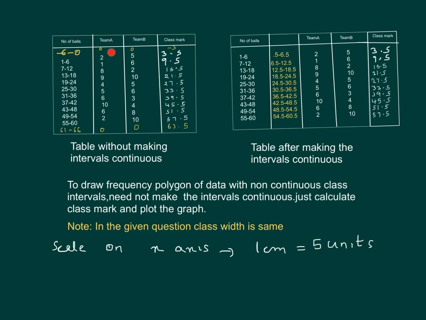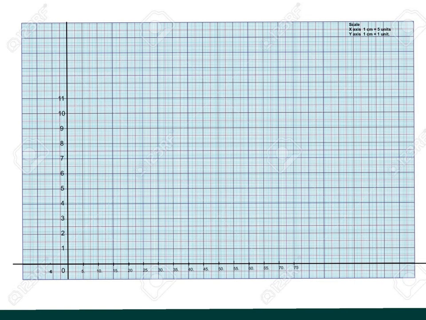and frequency for team A and team B have maximum of 10. So we can take 1 centimeter equal to 1 unit on y-axis. Let us draw the graph. Once the graph is ready, it only remains to plot the points for team A and team B separately and draw the polygons.